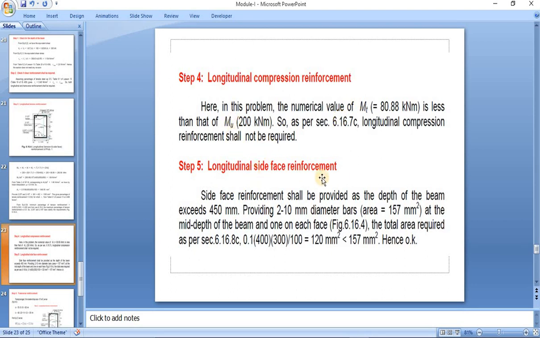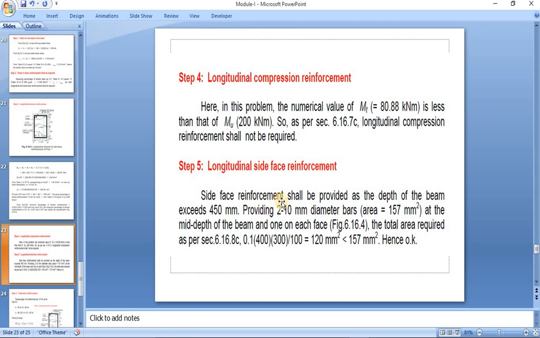Now, longitudinal side face reinforcement. According to the clause, longitudinal side face reinforcement is to be provided as a minimum. So the minimum requirement of longitudinal reinforcement is 120 mm square. Let us provide two 10 mm dia bars, that is 157 mm square, hence it is okay.